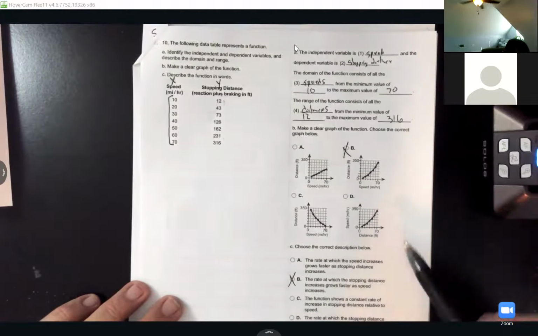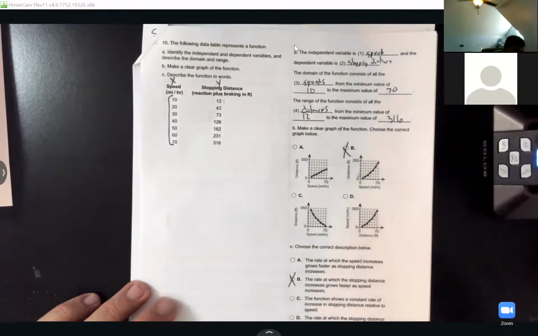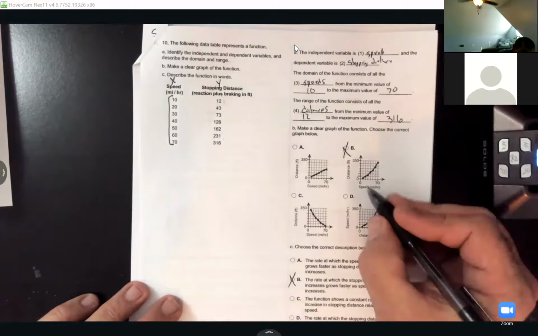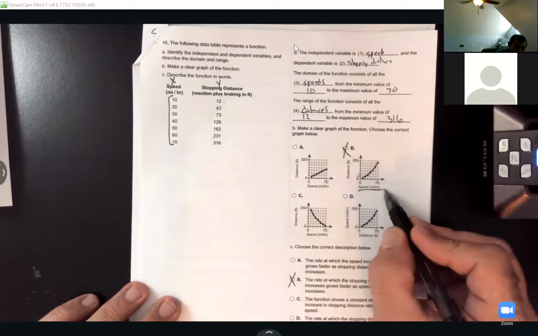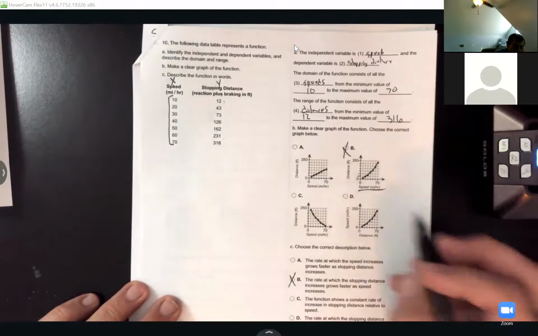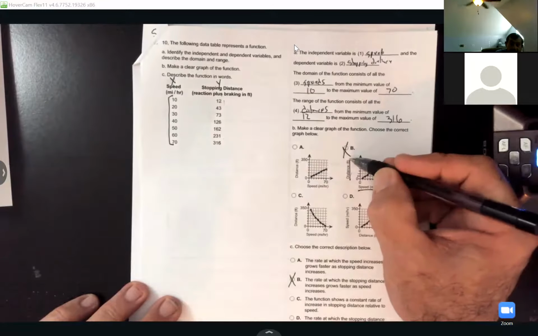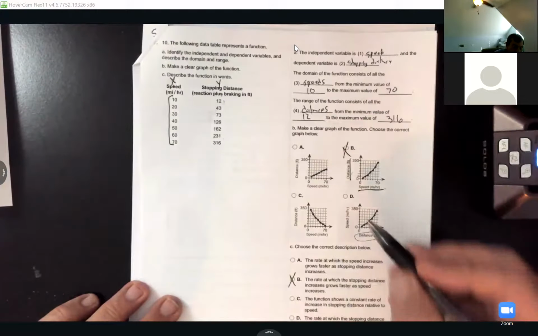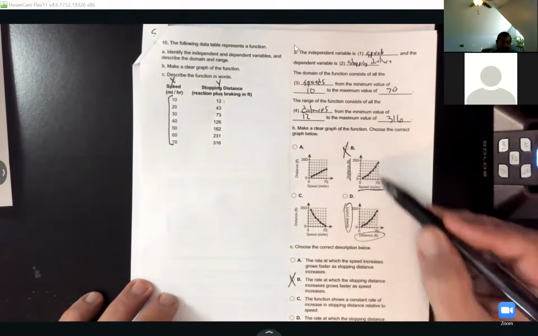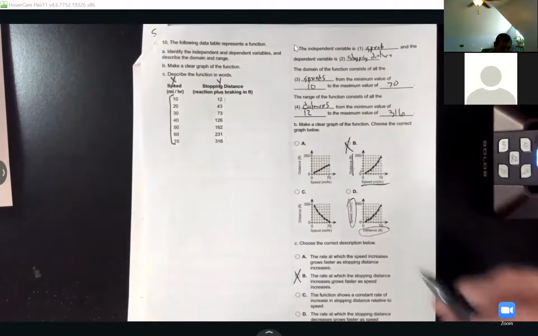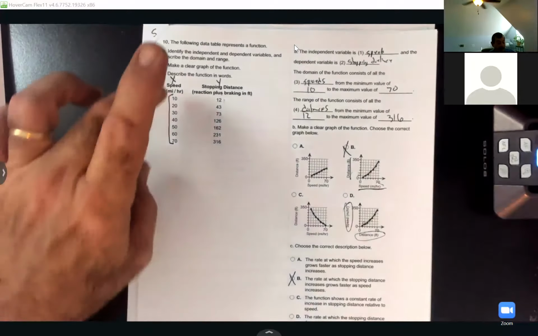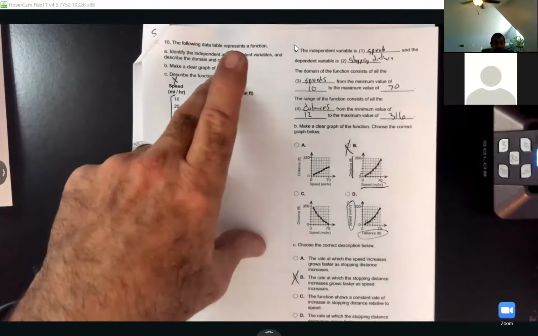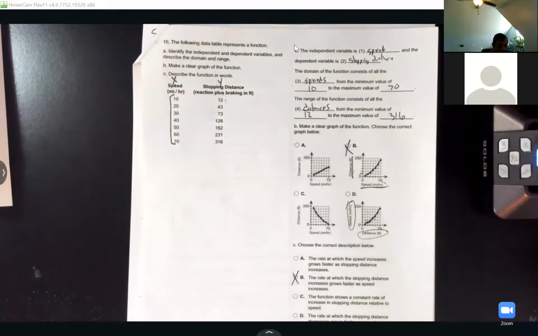Ooh, this one was close. I'm trying to see the differences. Oh, be careful. The differences on B and D, remember, our speed is our independent variable. Our distance was the dependent. This one had them backwards. Although it had the same line, that's what was throwing me off. It had the same line, but they labeled it backwards, okay? Remember, this has to be the x-axis. These values have to be the y-axis.